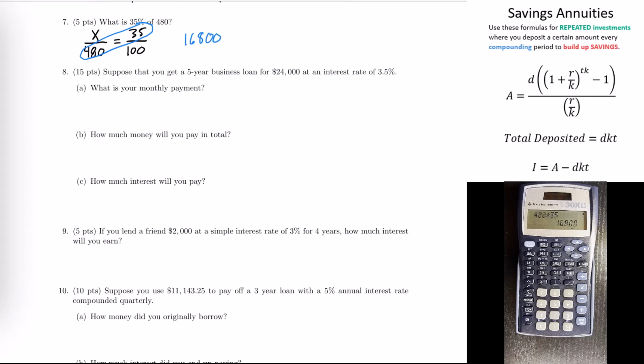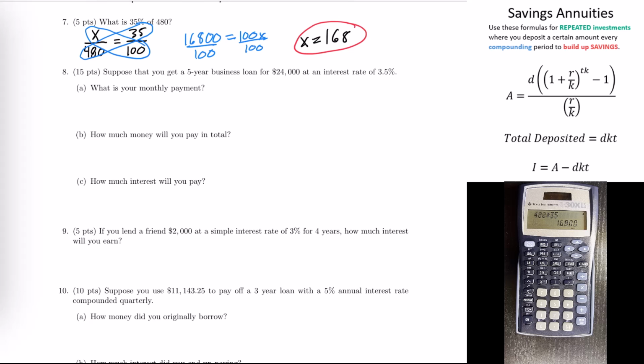16,800, and this is equal to 100 times x. And so if we just divide both sides by 100, that's going to tell us that x equals 168. And that's one way that you can calculate it. It's not the only way. Some people might also solve this problem by doing 0.35 times 480. That would also work. So it's kind of up to you to decide how you want to solve that percentage problem.